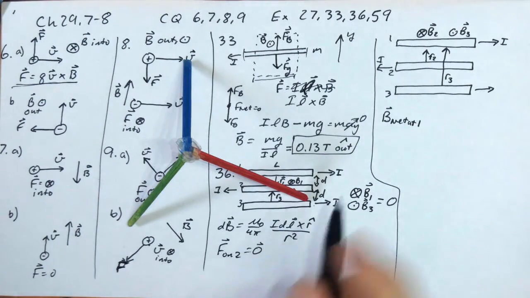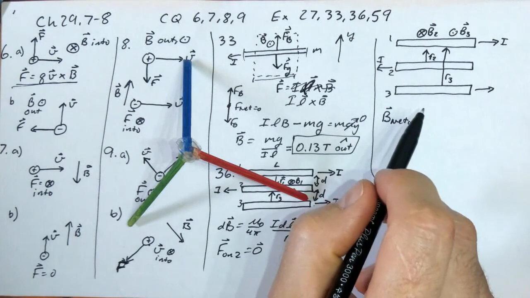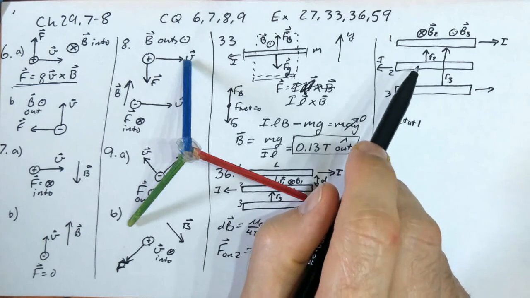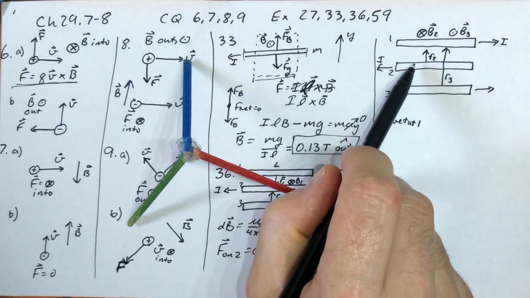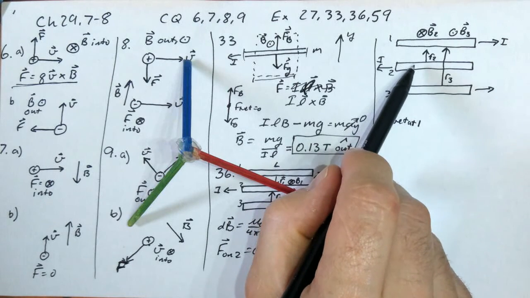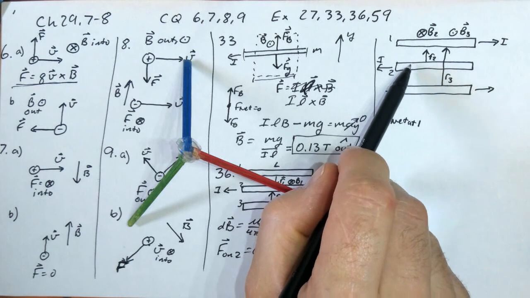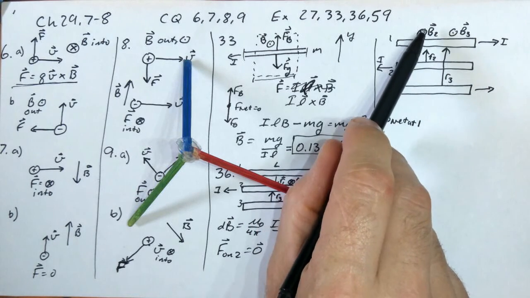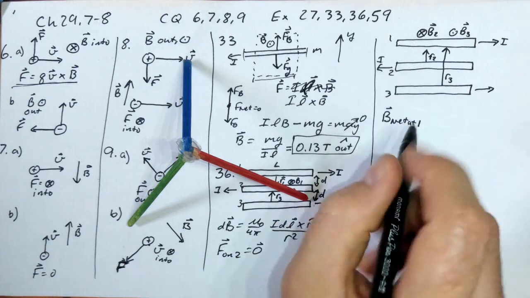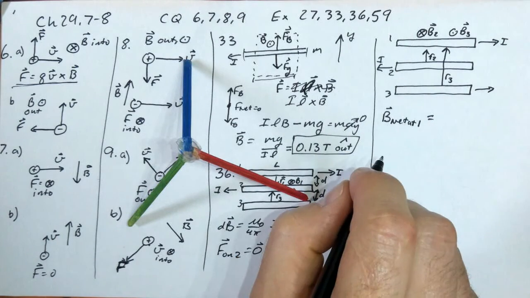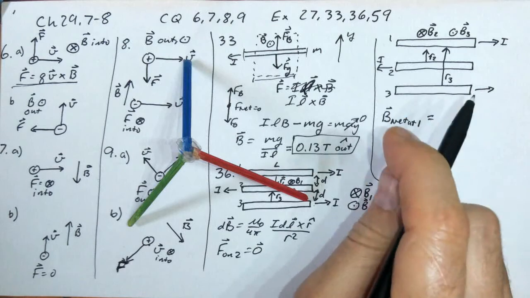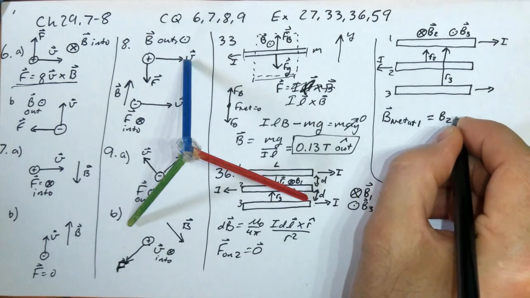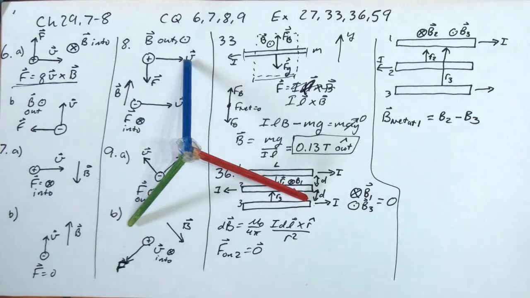All right. Let's go ahead and just choose one direction to be positive, either in or out. This one is closer, and I know that magnetic fields get smaller with distance, so this is going to create a bigger field. So B2 is going to be bigger than B3. So I'm going to choose into the page to be positive. By choosing into the page as positive, B net is going to be B2 minus B3.